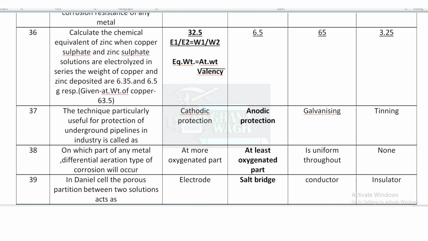According to Faraday's second law, E1 upon E2 is equal to W1 upon W2. It is given that W1 is 6.35 and W2 is 6.5, while the atomic weight of copper is given. With the help of atomic weight, first calculate the equivalent weight. Equivalent weight is equal to atomic weight upon valency, that means 63.5 upon 2, where 2 is the valency of copper. You will get 31.75. Then put that value in E1 and with the help of this calculate E2. It is 32.5.